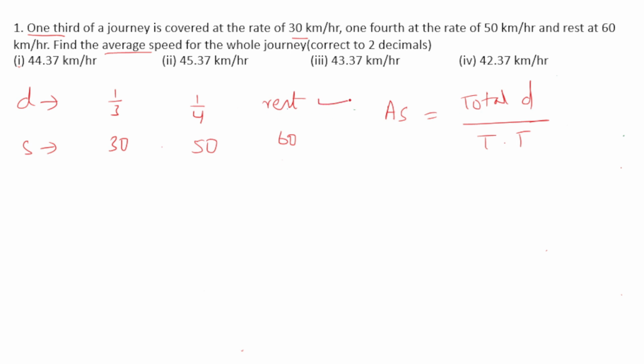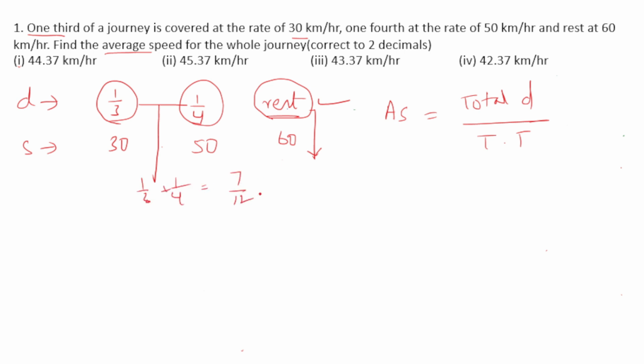What is the total distance travelled here? In the first part, one-third of the journey, in the second part, one-fourth of the journey, and in the third part, the rest of the journey. Okay, but we don't know what the total journey is. So first we will find out what the rest of the journey is. What is the total of the first and second parts? We will add 1 by 3 plus 1 by 4. If you take the LCM, we will get 7 by 12.